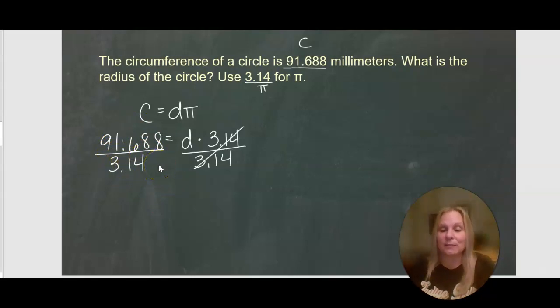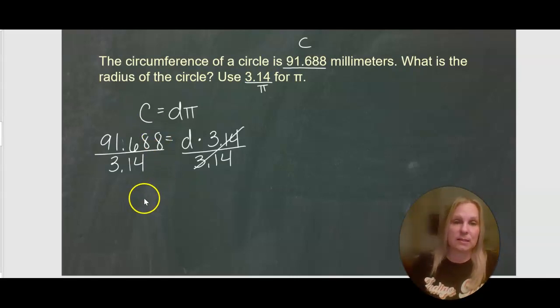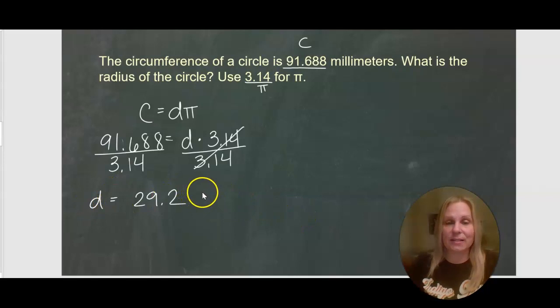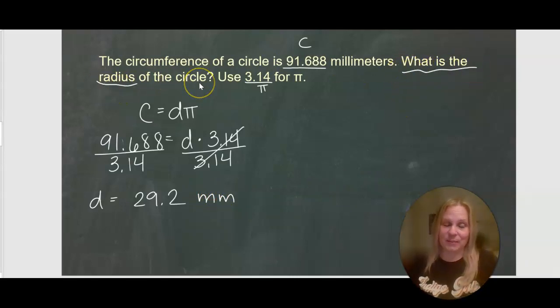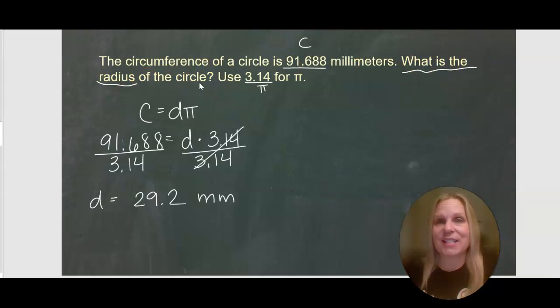And let's see what I get. 91.688 divided by 3.14 is 29.2. So that's what I get for d, and that is millimeters. But I wasn't asked to find d. I was asked, what is the radius? So if that's the diameter, remember the diameter is twice the radius. So I need to find half of that to know what the radius is. So I'm going to divide this number by 2.